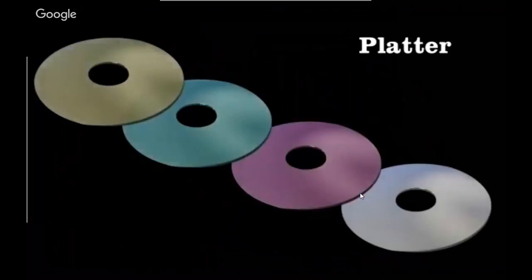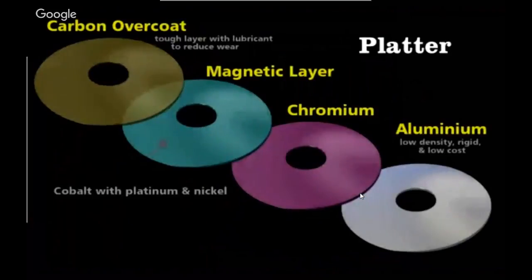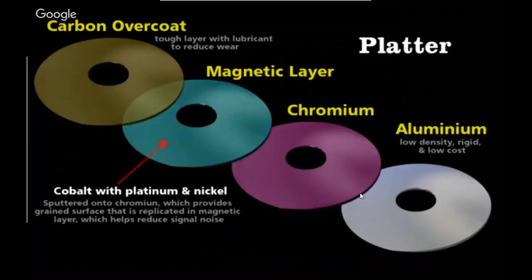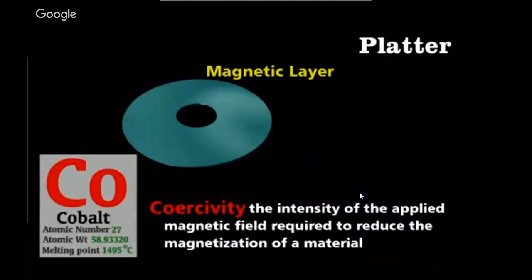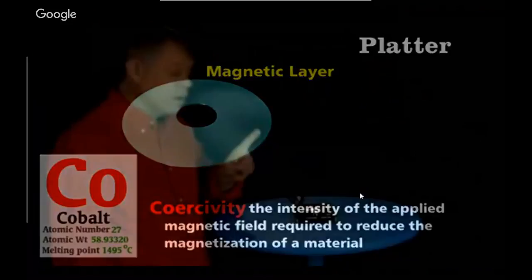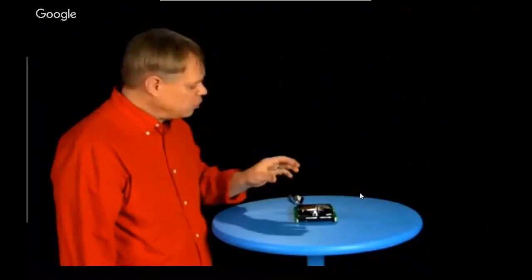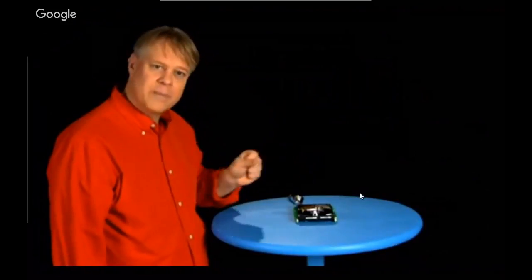The key element of the platter is the magnetic layer, which is cobalt with perhaps platinum and nickel mixed in. Now, this mixture of metals has high coercivity, which means that it will maintain that magnetization, and thus data, until it's exposed to... enormously clever, using a bit of math to squeeze up to 40% more information on the disk.